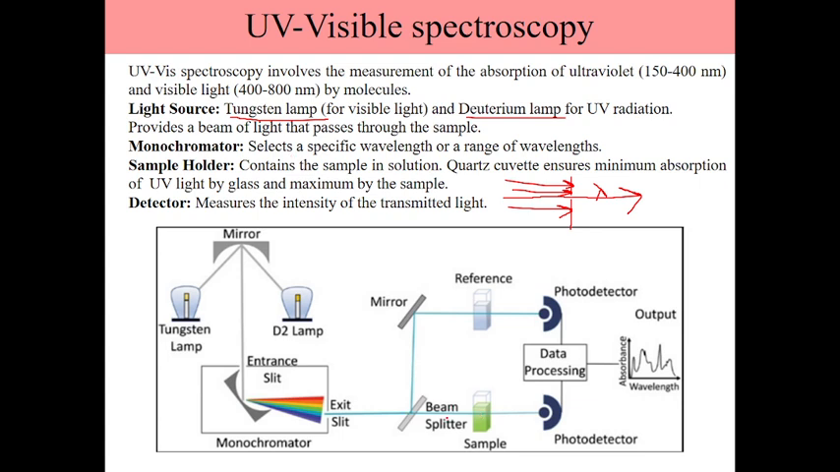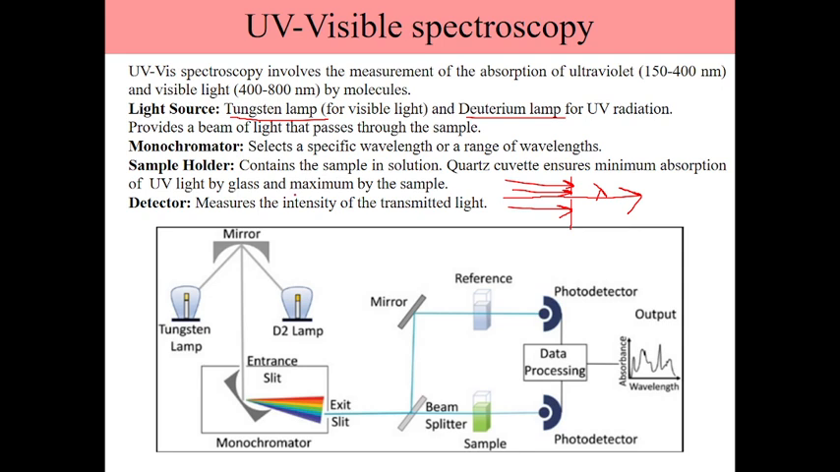Here they have shown this in the form of two different beams of light going. One is going through the reference and one is going through the beam splitter. Now this is a double beam spectrophotometer. You can also have a single beam spectrophotometer where a single cuvette is used for recording both the reference and the sample. The sample holder contains the sample in solution. A quartz cuvette ensures minimum absorption of UV light by glass and maximum by the sample.